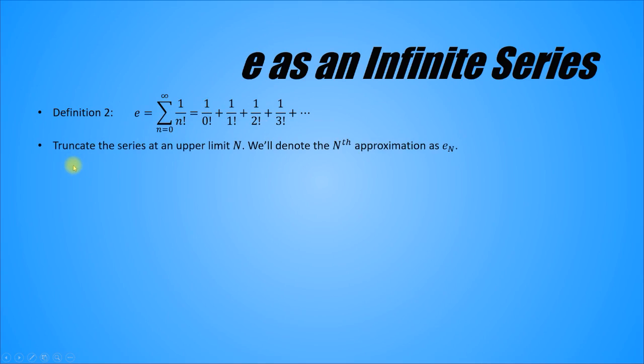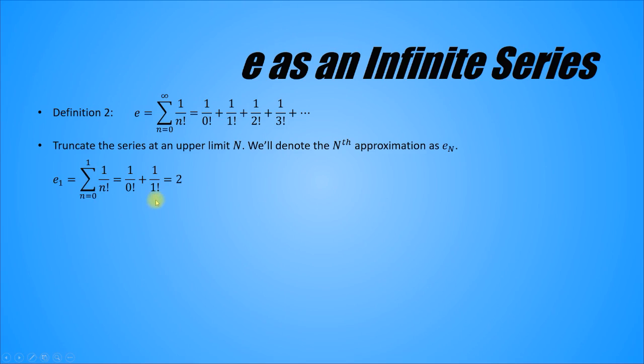Now, we can't sum infinitely many terms, but what we can do is cap off the value of little n at some value capital N to generate approximations of e, just like we did when we looked at definition 1. So let's do it. So e sub 1, this is where we stop the series at n equals 1. So we include the n equals 0 term and the n equals 1 term.